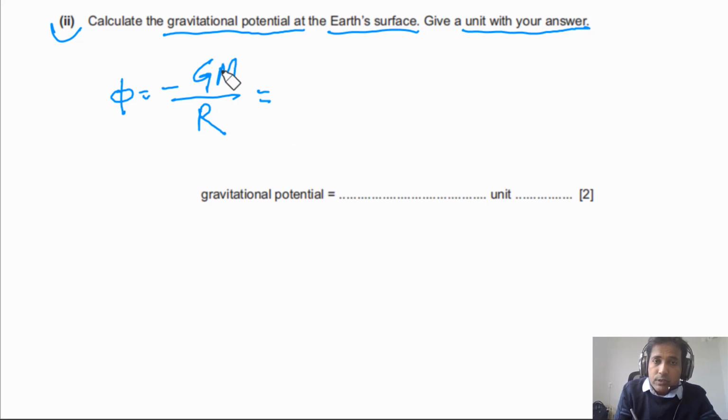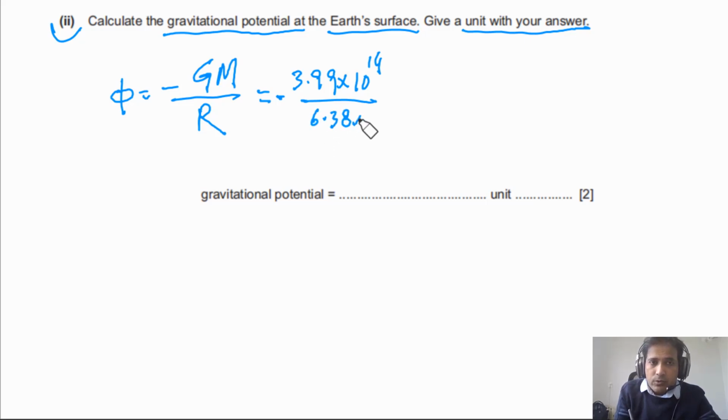Now simply we need to plug in values and we can find the answer. The product GM is already given in the last part, and the value of GM is 3.99 times 10 to 14. The negative sign is here, and the value of r we have calculated in the last part, that was equal to 6.38 times 10 to 6.